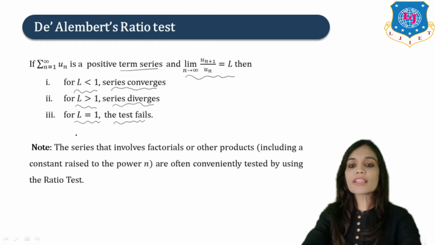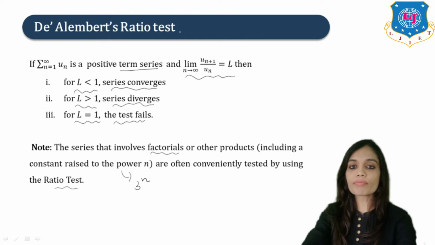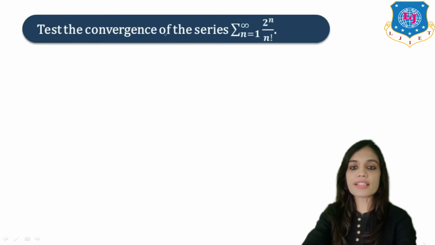Okay? So this test is applied when the series involves factorials or other products including a constant raised to a power n, for example 3 raised to n. Often we use the ratio test. So in two types of notation, one is factorial and one is constant raised to a power n, we will always use the ratio test. Okay? So let us begin with its examples.